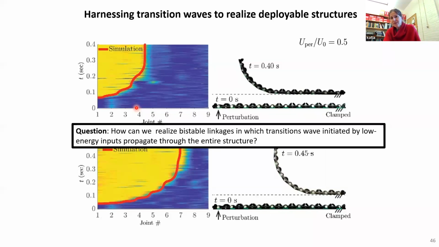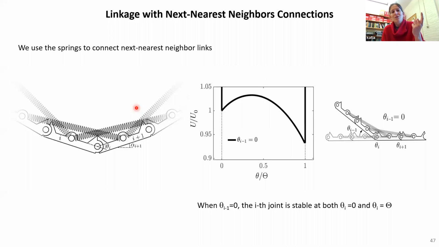And here is one solution we identified. What we ended up doing, we changed the connectivity of the spring. Up to now, we have been using a nearest neighbor spring, basically connecting nearest neighbor links. Now, we can use the spring to connect next nearest neighbor links. So now the spring goes from link I to bar I plus 2. And importantly, we figured out this has a very important effect on the energy landscape of the joints.